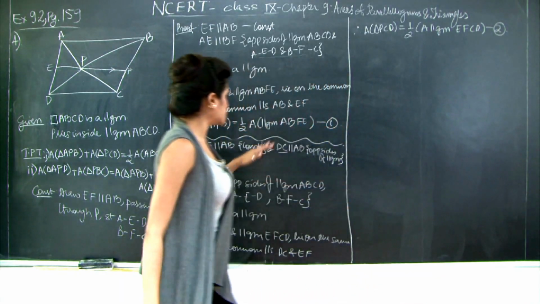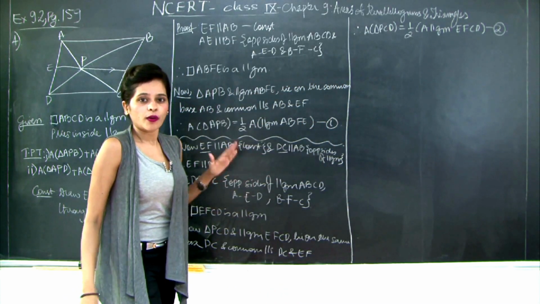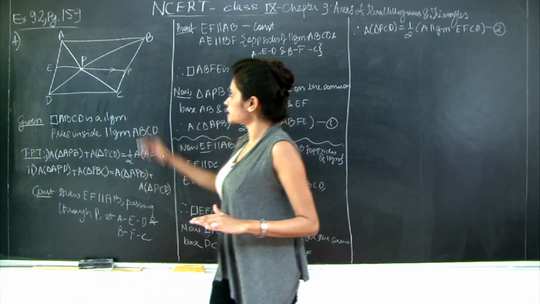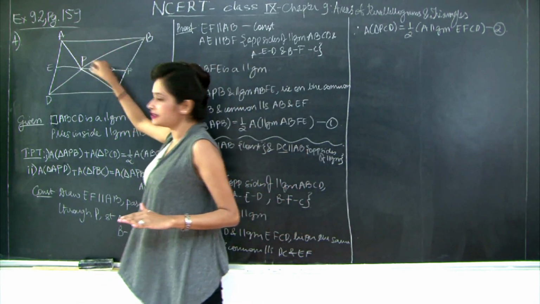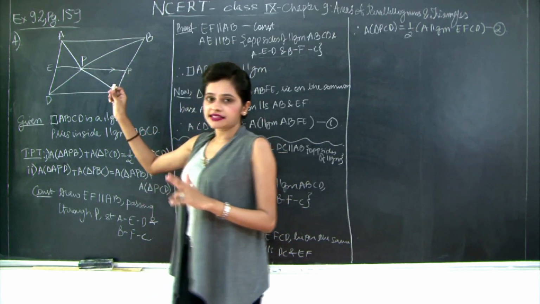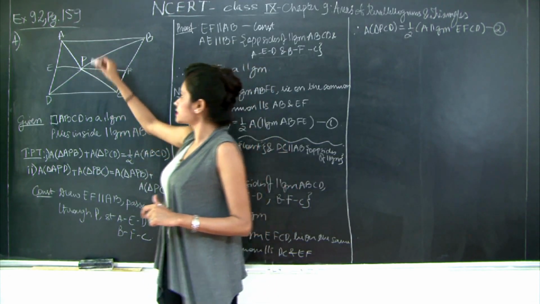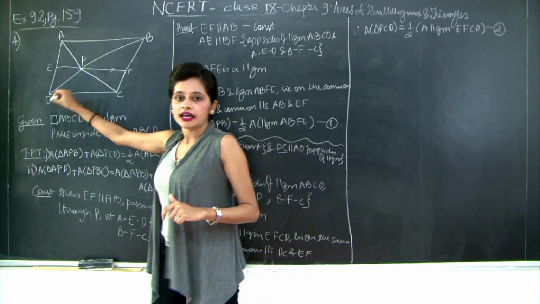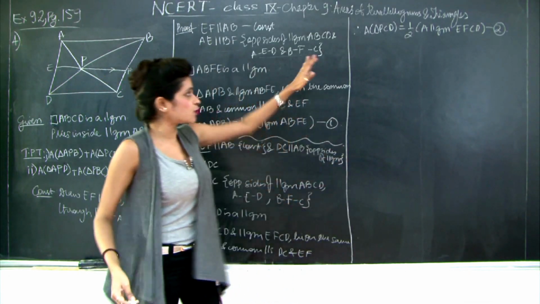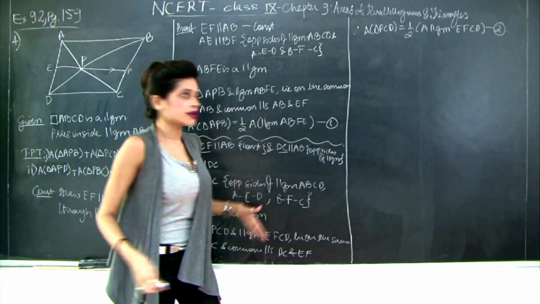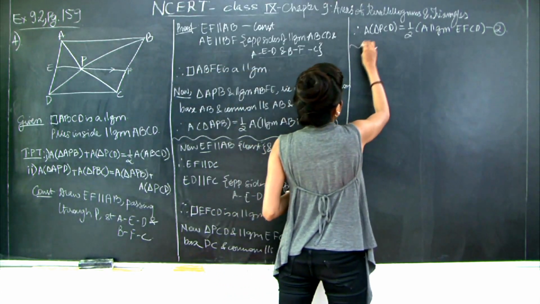Now, what we will do is we will add 1 and 2. Why are we going to add 1 and 2? Because see, we have to add these two triangles and prove that the sum of the areas of these two triangles is equal to half the area of this parallelogram ABCD, which is what we will get by adding 1 and 2. So, let's go ahead and do this.